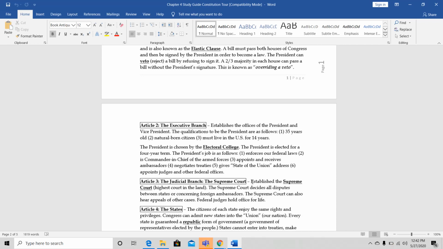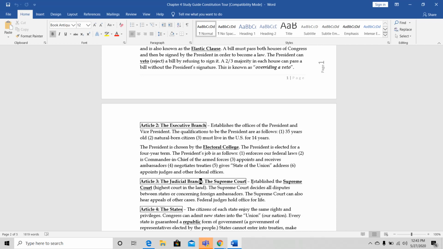Okay, so Article 4, remember, lazy elephants jump slowly. So the slowly is going to be Article 4 S for the states. And basically, it really is to state that citizens of each state enjoy those same rights. Under the U.S. Constitution, everybody is granted the same specific rights.